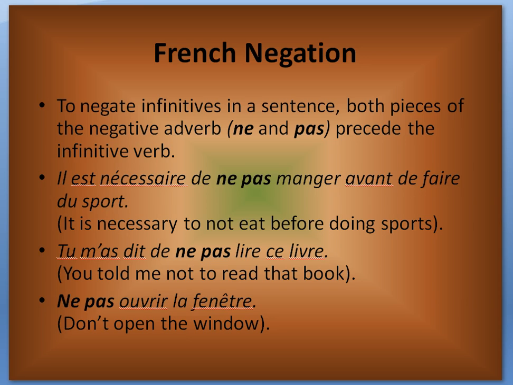Tu m'as dit de ne pas lire ce livre. This is in the passé composé. A, as, is the conjugated form of avoir. Dit is the past participle of dire. But we are negating lire, which is in the infinitive. Again, ne pas comes before the infinitive.